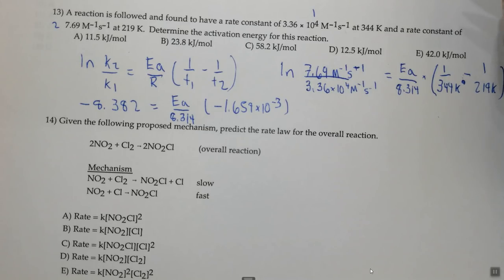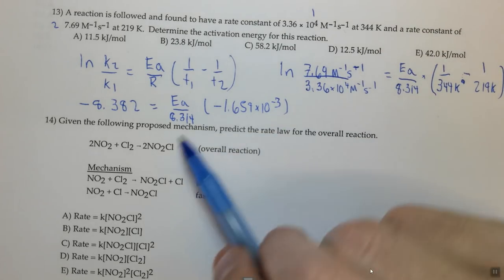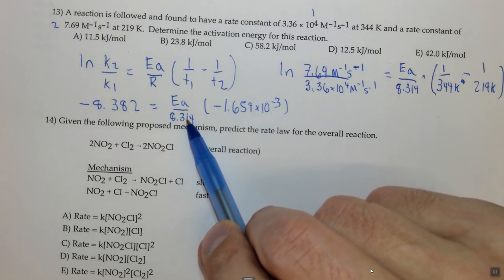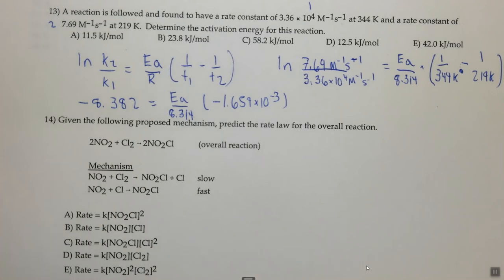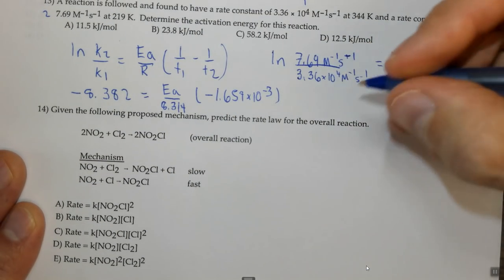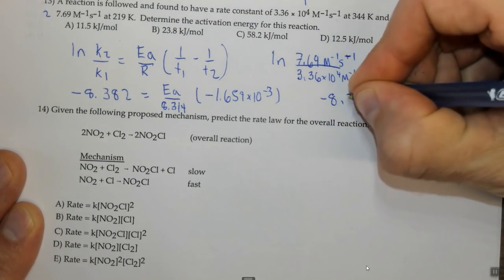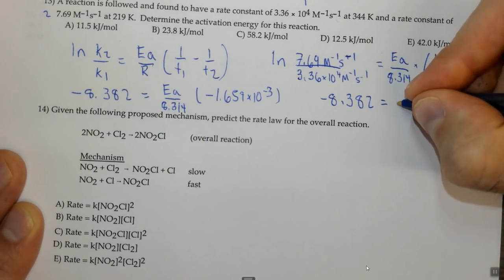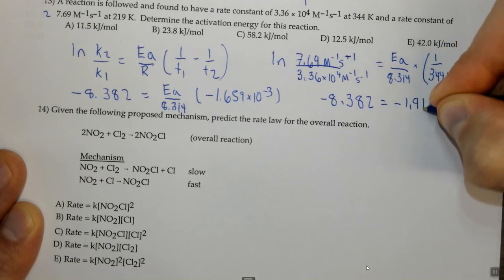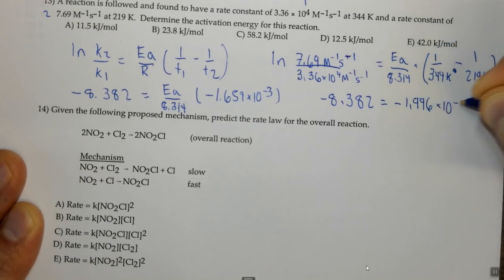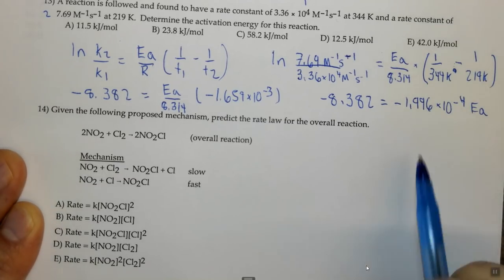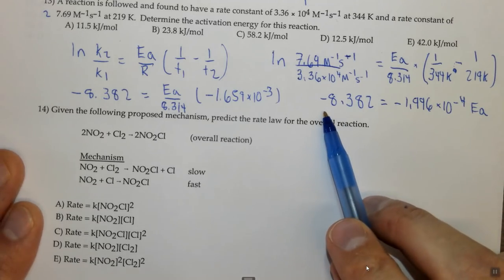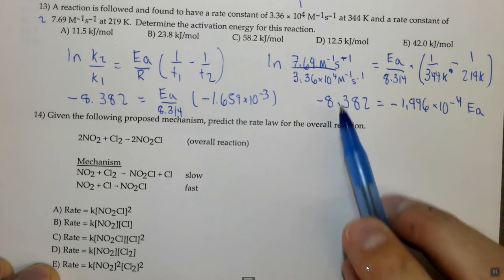Okay, now we need to finish solving this. So first thing I want to do is take this and divide it into this. And then essentially what I'm going to get is negative 8.382 equals this one divided by this one, which is negative 1.996 times 10 to the minus 4 EA. Now divide both sides by negative 1.996 times 10 to the minus 4. It'll cancel out over here. Divide by negative 1.996 times 10 to the minus 4 over here.